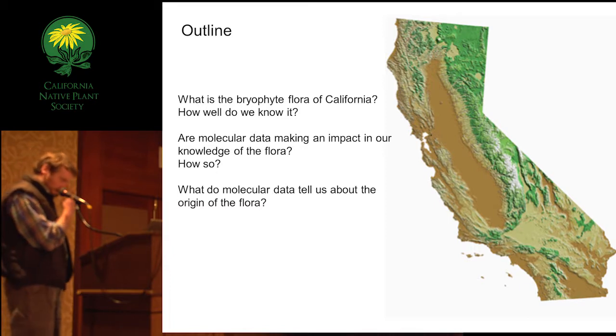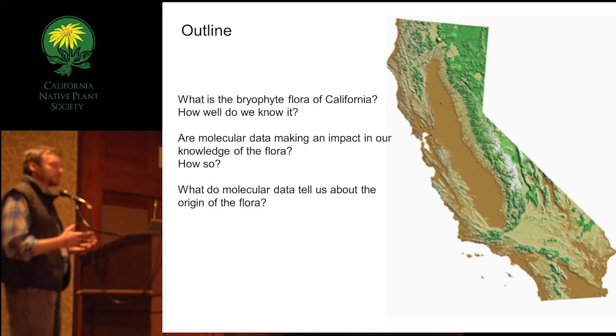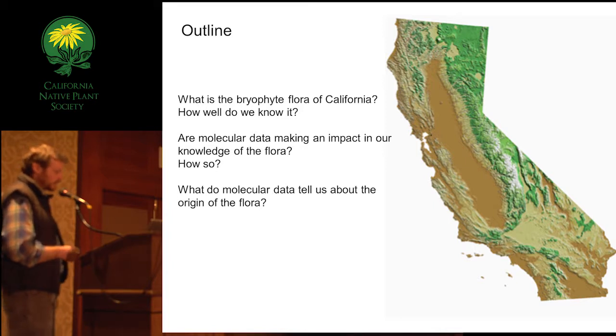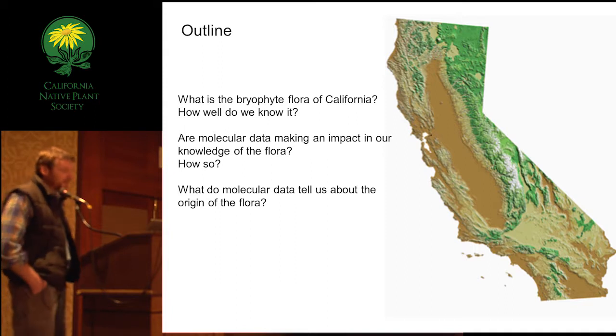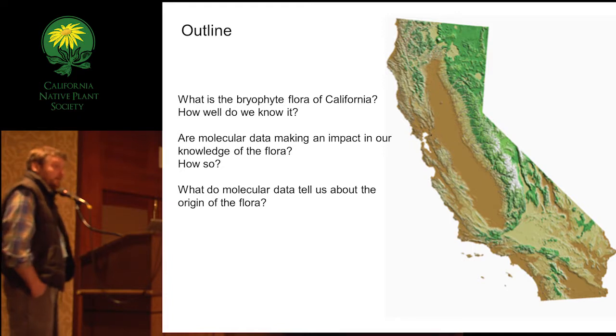So what I'm going to talk about today is what is the Bryophyte flora of California, in the context of the Bryophyte flora of North America, because it's very relevant. As Lena was talking about, a lot of times Bryophytes have really large ranges spanning several continents, so you have to zoom out and look at the whole continent to understand what the California Bryophyte flora is. And then also, how well do we know it? How good of a job are we doing right now documenting the flora that we do have? And then I'm going to talk just briefly about the impact that molecular data are having on that search to understand the flora, and seeing whether or not they're actually having a big impact.